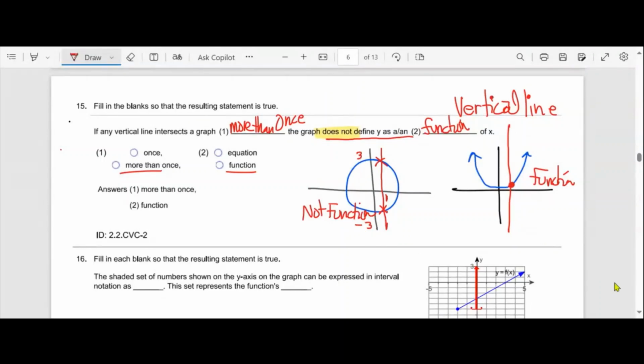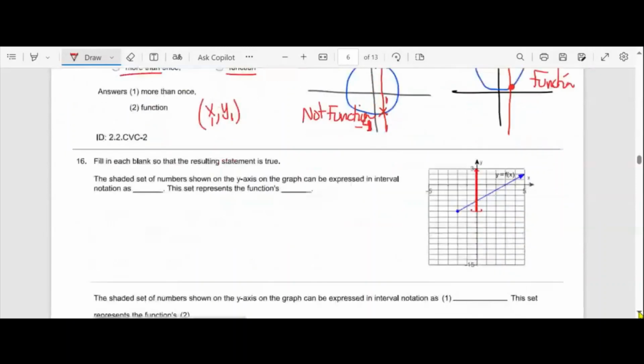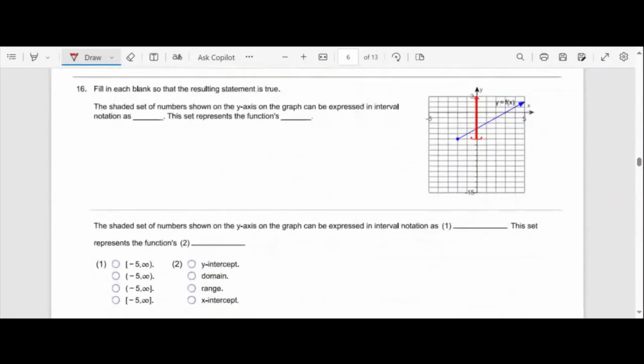3. 2. 2 values. Yeah, we have 2 values. So that's not a function. We said x has to have only what? One value, right? Yes. Yeah, go ahead. Number 16.